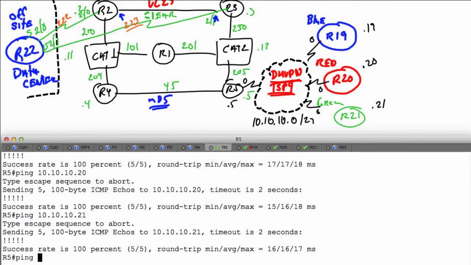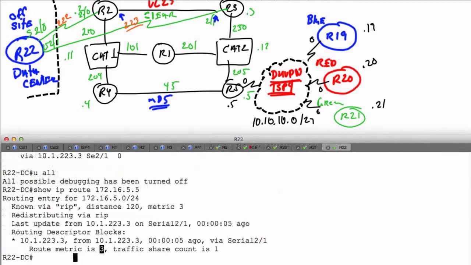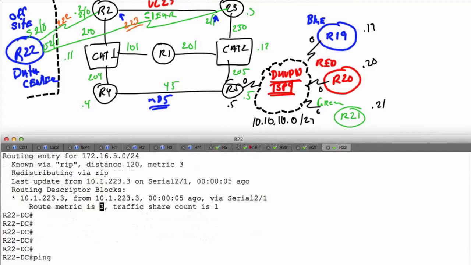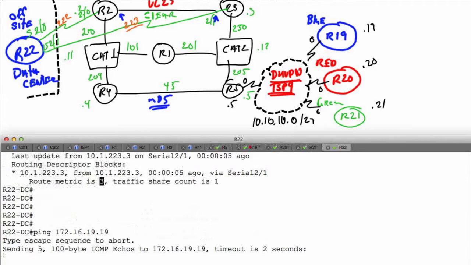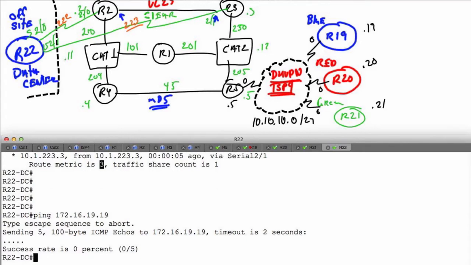So let's do this. Ping 172.16.19.19. Ping 20.20. Ping 21.21. Now, when we go in and we look at this, that means I have reachability to just about everywhere. So if I cut over to R22, the data center, can I ping 172.16.19.19? Well, that's interesting. So this tells me that I can't ping it.